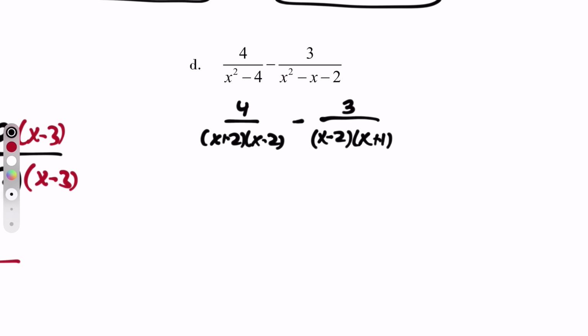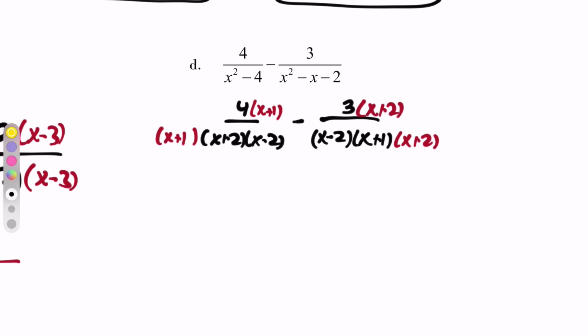Let's see what's missing. Well, the first fraction is missing a factor of, you see I'm skipping steps, looking at both denominators. Each one has an x minus 2. The left one has an x plus 2, but not an x plus 1, so I'm going to do that here. The right fraction has an x minus 2 and an x plus 1, but does not have an x plus 2. So you see these can be actually fairly easy to do.